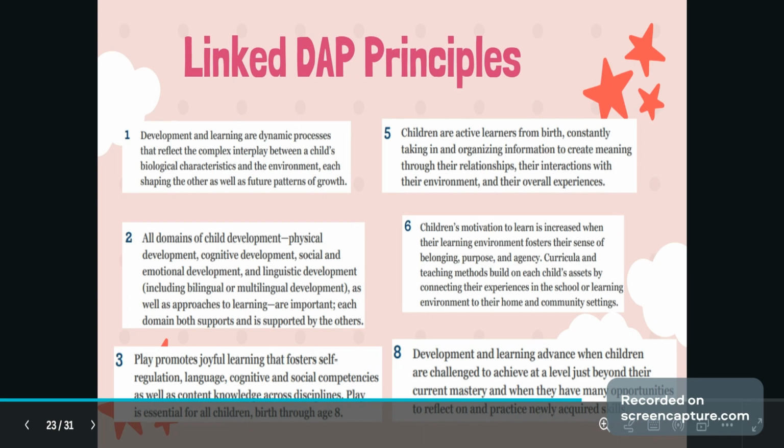Fifth, children's motivation to learn grows with belonging, purpose, and agency. So, it means that children are more engaged when they feel accepted, when they have a say in what and how they learn, and when activities matter to them, or when they see a purpose or relevance. So learning environments that connect to their family, culture, and community make them more motivated and confident.